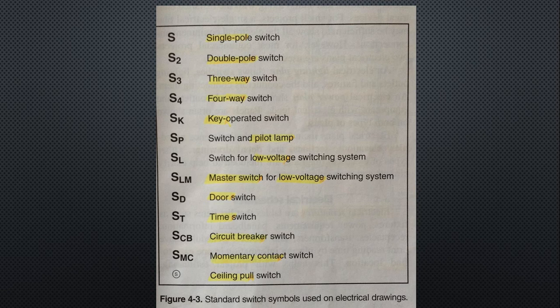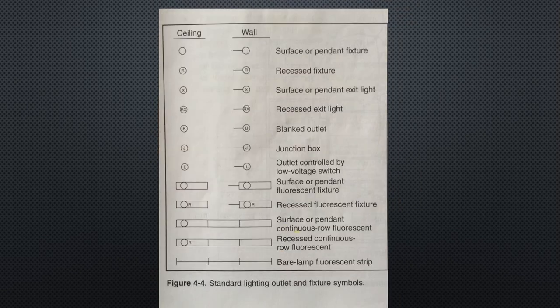Symbols used for lighting, outlets, and fixtures may vary. Some standard symbols are shown in figure 4-4, shown on the screen now. Normally, each fixture symbol is accompanied by a letter corresponding to the mark in the lighting fixture schedule. The schedule provides the exact type of fixture and lamps.